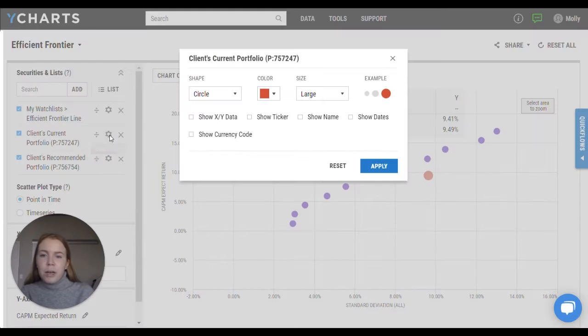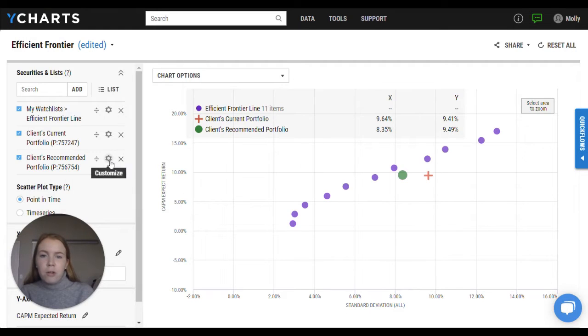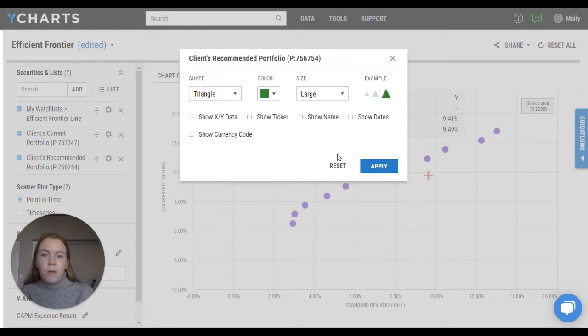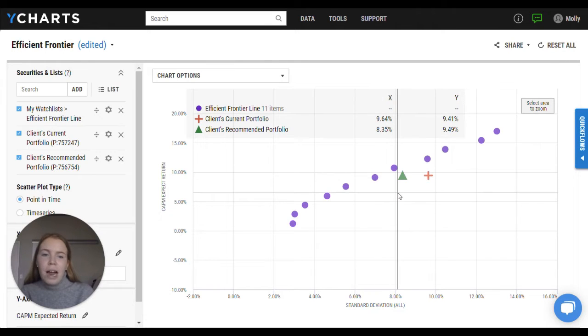Furthermore, we can differentiate between the two portfolios by changing their shapes. I'll change the current portfolio to a cross and the recommended portfolio to a triangle to further highlight the differences between the two.